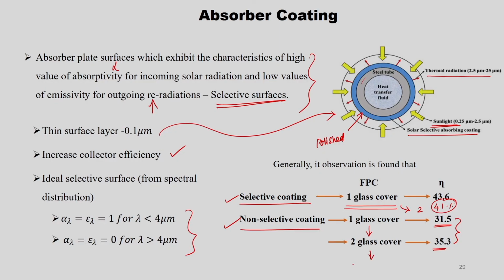But if you increase the glass covers again to more than 2, then there may be a reduction in efficiency as well, because the number of glass covers should be chosen as a trade off between how much solar radiation it transmits to the absorber plate and how much convection losses it contributes. So, based on these two parameters, the number of glass covers can be chosen for non-selective coating, but for selective coating 1 glass cover is enough for all 3 applications whatever we have been discussing in the past 2 lectures.